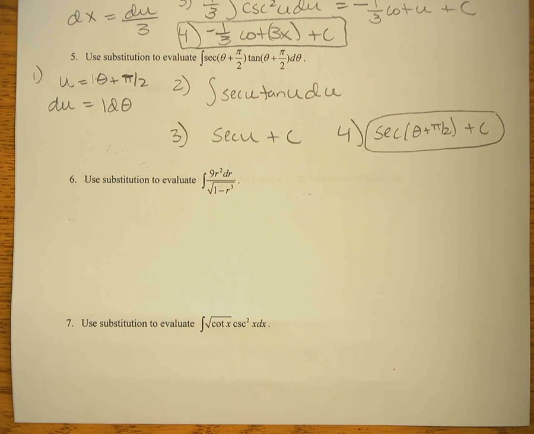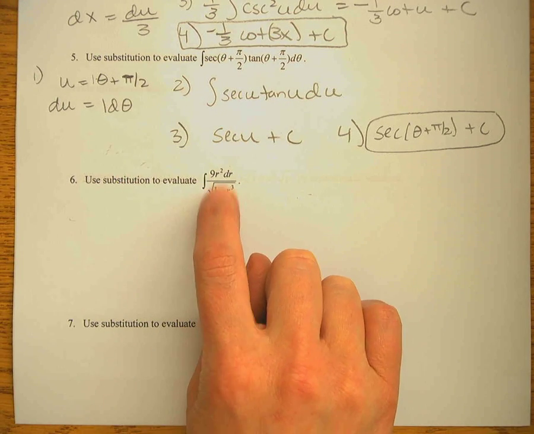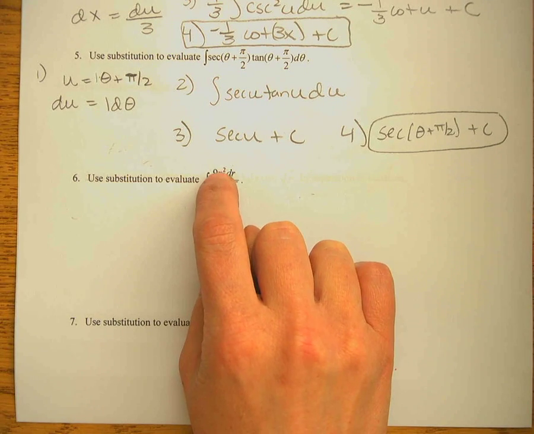Whew, look at this one. This is a doozy. Okay, now this is where it's unclear. Like, what do I make u? I have no idea. This is where you look for the presence of a function and its derivative.